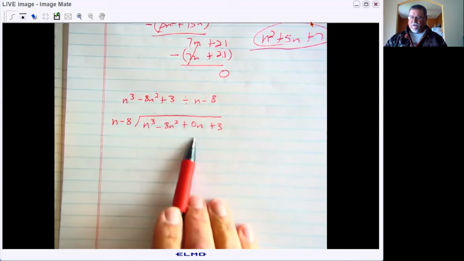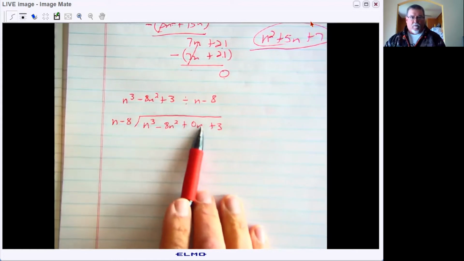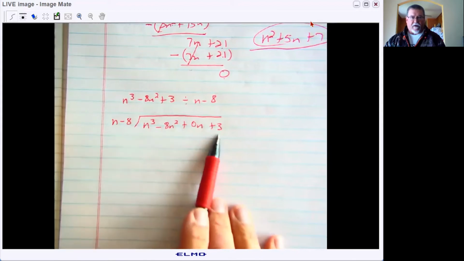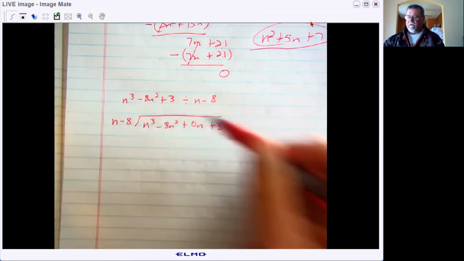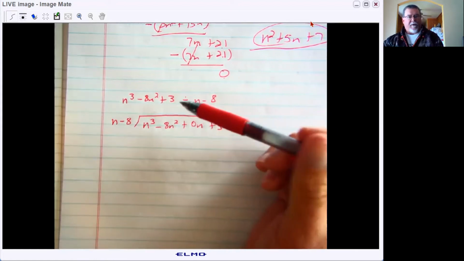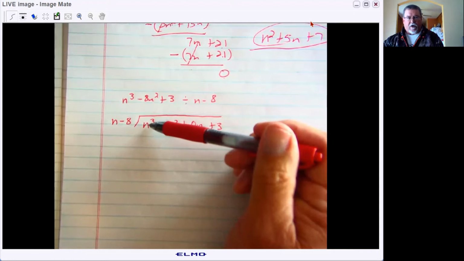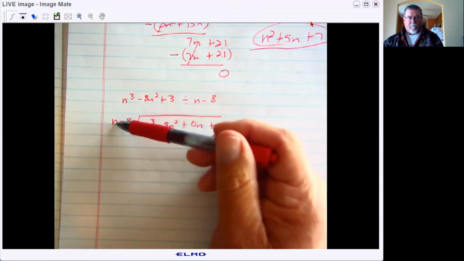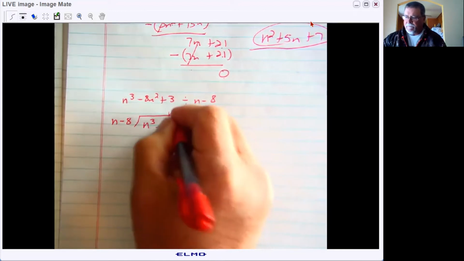Remember, I had to represent the exponent of 1 when I put my dividend underneath the division box. So we're ready to go now. And again, how do we begin? Leading term divided by leading term. N cubed divided by n is n squared.